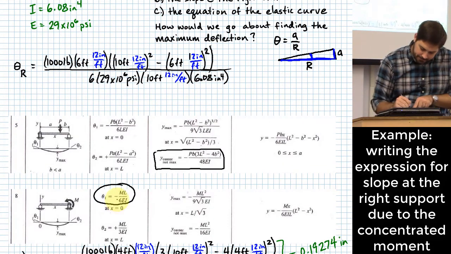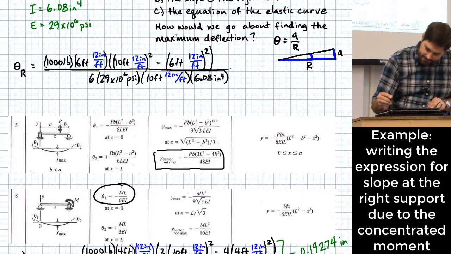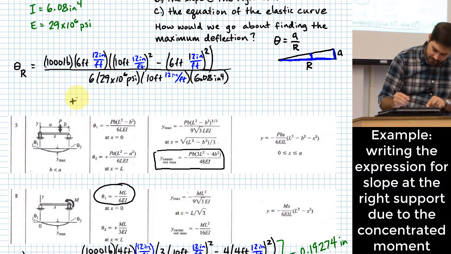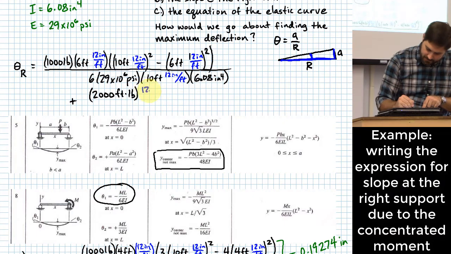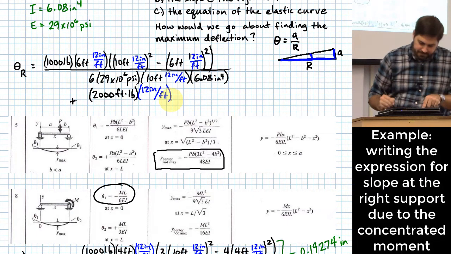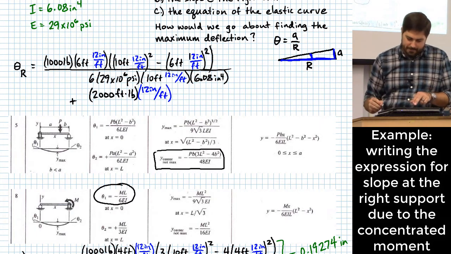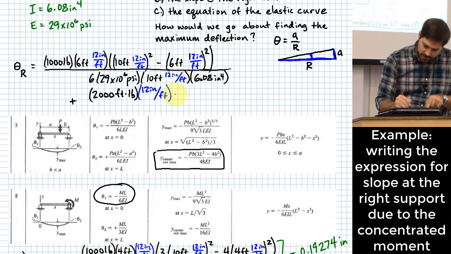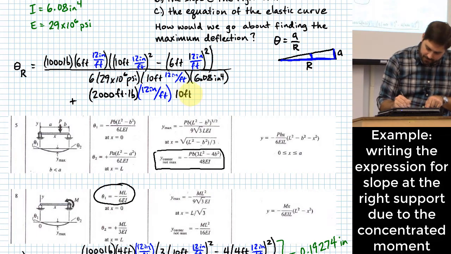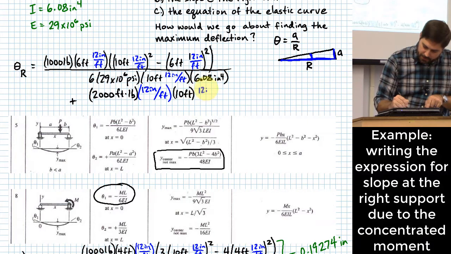So let's do ML over 6EI, and we're going to add M, 2,000 foot-pounds, 12 inches per foot. Okay. L is again going to be 10 feet. We get another 12 inches per foot in there.